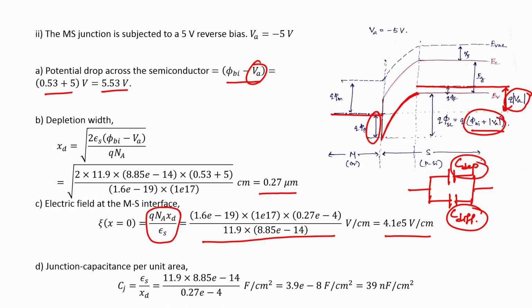So basically you have to find out only the depletion capacitance. Your junction capacitance under the reverse bias case is nothing but your depletion capacitance, which is given by epsilon s by xd. This is the capacitance per unit area. Again plug in all the numbers, the depletion width we have already found here, and you will get the junction capacitance as 39 nanofarad per centimeter square.